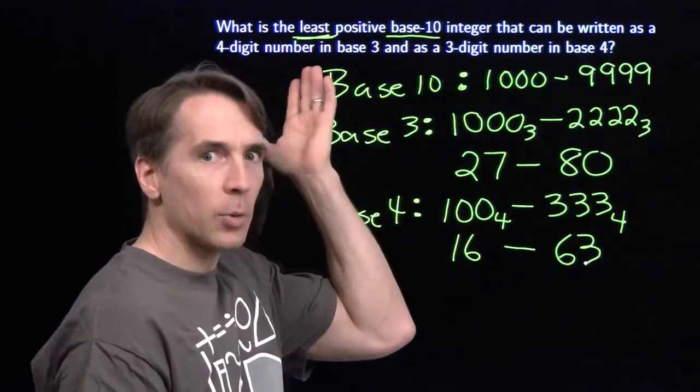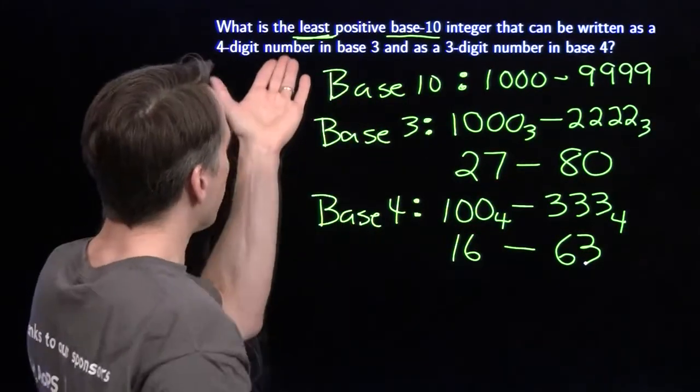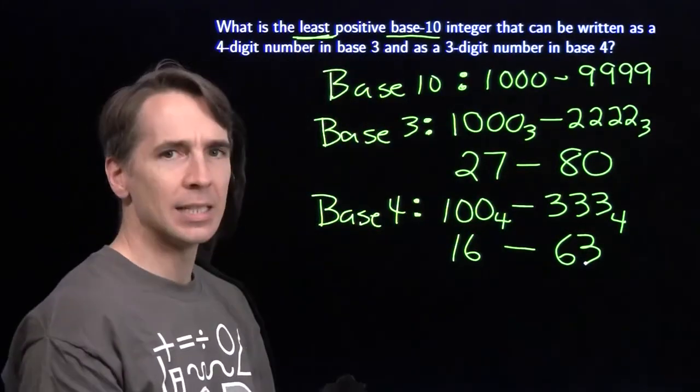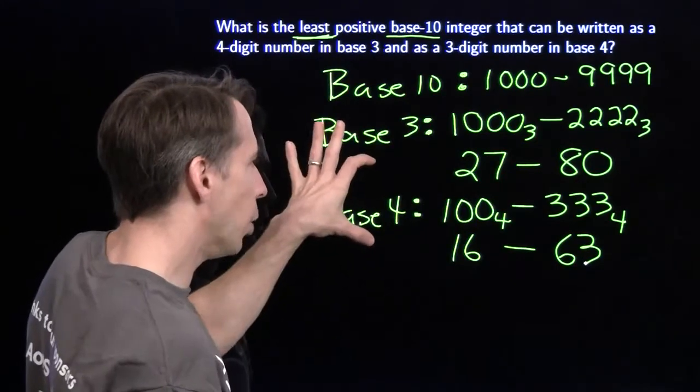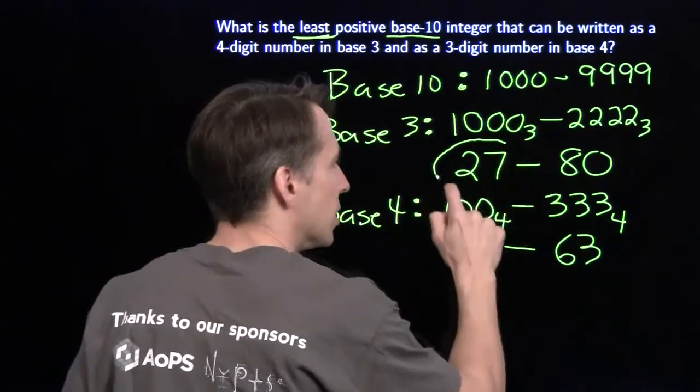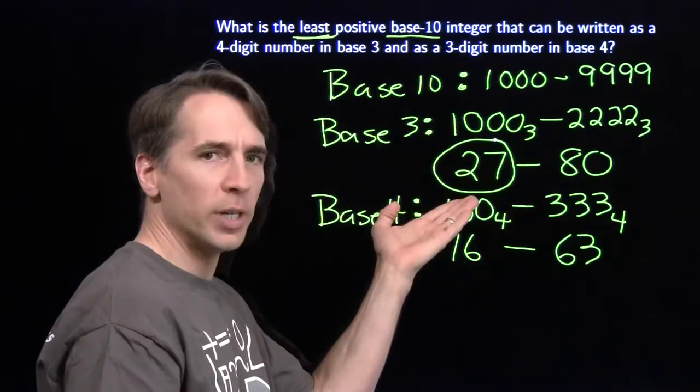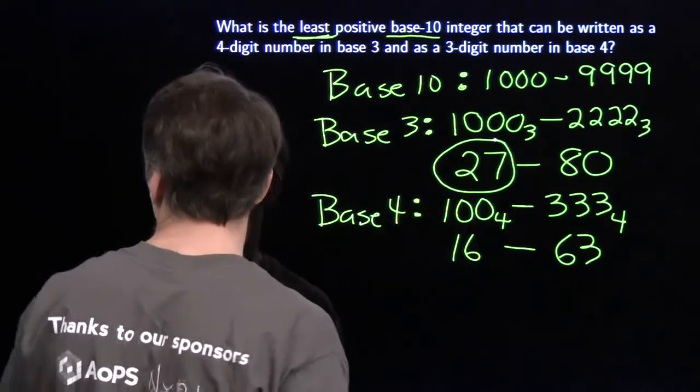And I look back at my question, figure out what it is we're supposed to find: the least positive base 10 integer that fits in both of these ranges. We see it sitting right there. It's 27. And we're ready for the next problem.